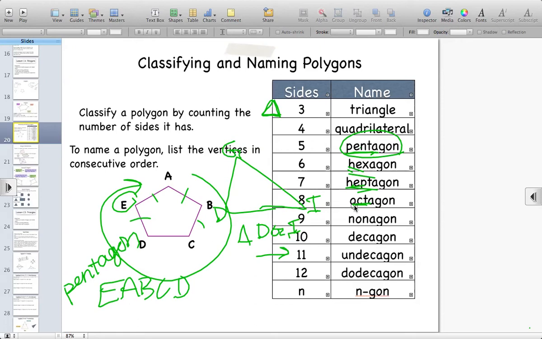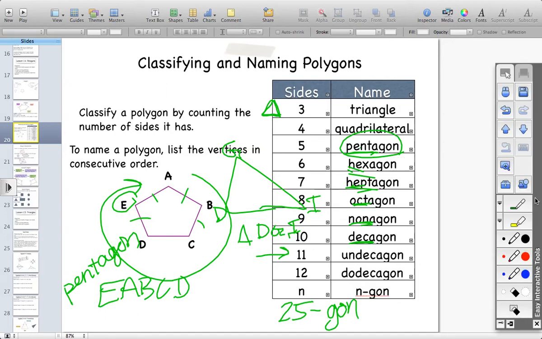Think of an octopus, it has 8 legs. A nonagon, non meaning 9. Decagon, dec meaning 10. And then let's say we have some figures that don't fit into these special words, like a 25-sided figure. I wouldn't have a weird name for it. I would just call it a 25-agon. And that tells me it's a polygon that has 25 sides.